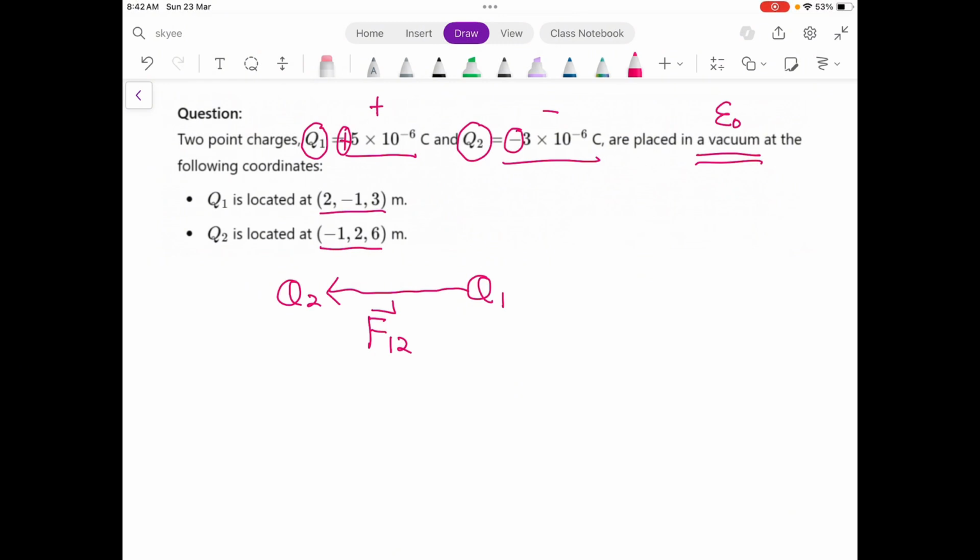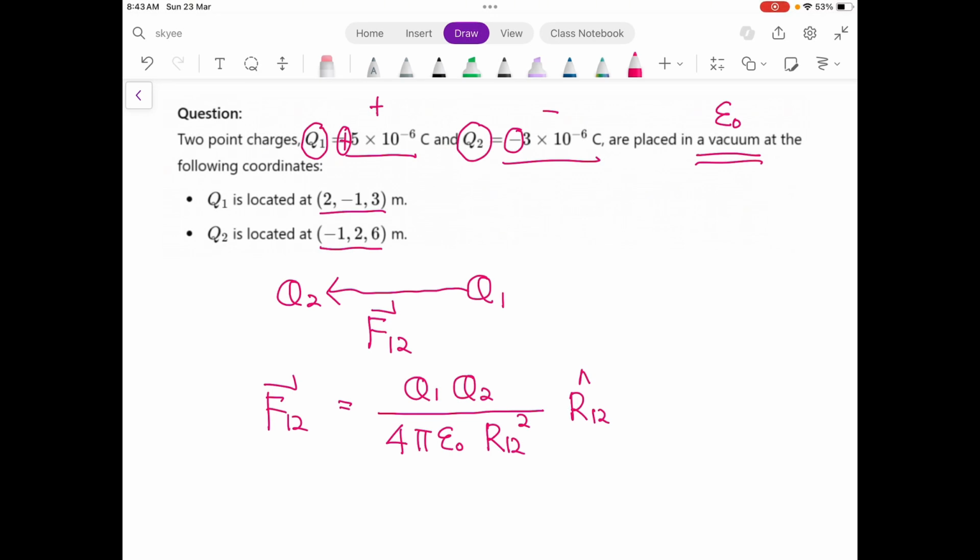So what's the formula for F12 for the force calculation? F12 equals Q1 multiplied by Q2, the magnitudes of both charges, divided by 4 pi epsilon naught, where epsilon naught represents the permittivity of free space, and R12 squared. This is the distance between Q1 and Q2, and this is the unit vector R12 hat, showing the direction of F12.